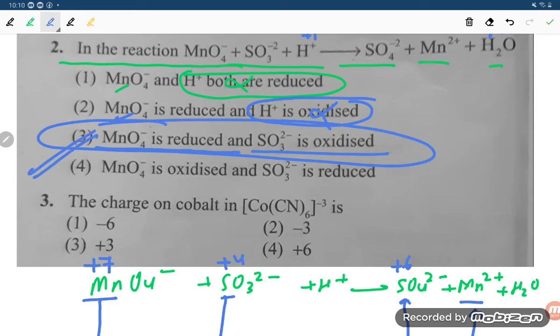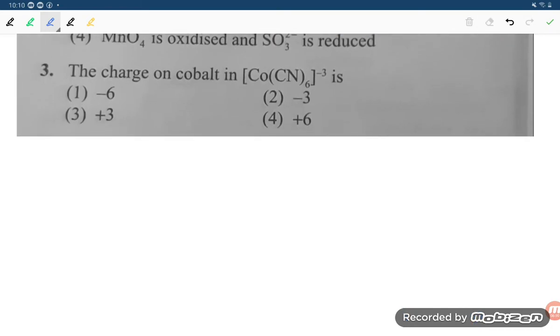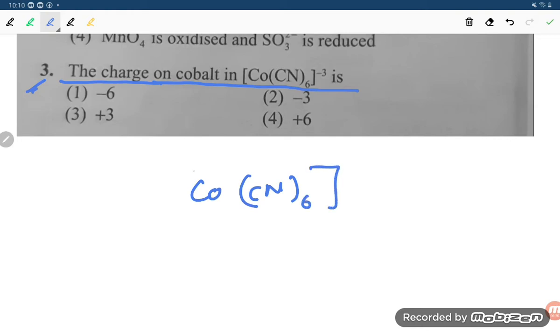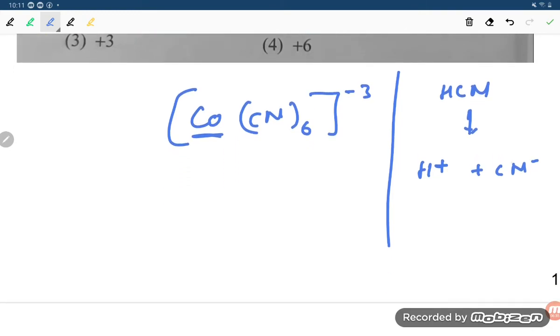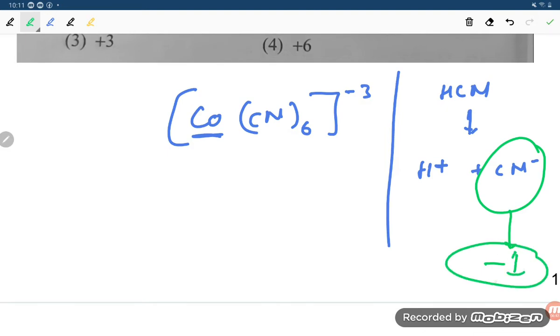Right? So let us move to the next question, student. The charge on cobalt in [Co(CN)6] 3-. Cobalt is there, CN6 is there, and a charge of minus 3 is there. They are asking for the oxidation number of cobalt. You know, HCN is an acid. If it is ionized, it will give H+ plus CN-. So the oxidation state of the cyanide ion is minus 1.